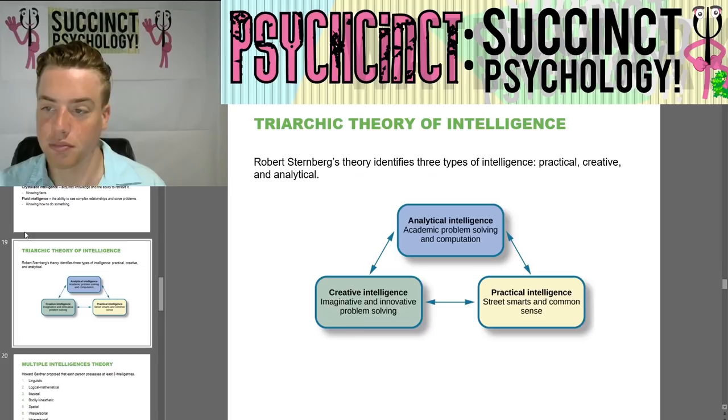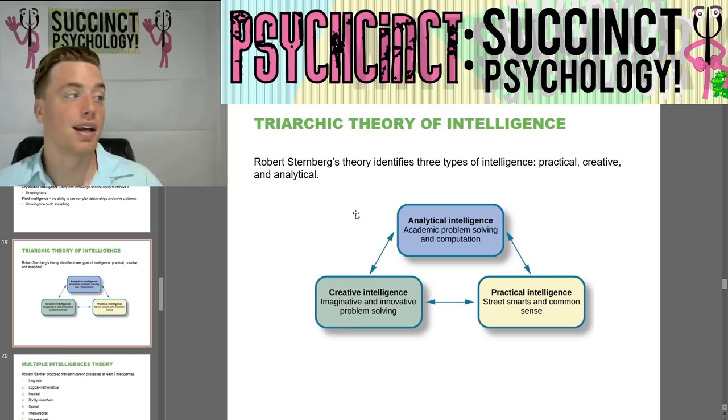So the triarchic theory of intelligence. Robert Sternberg's theory identifies three types of intelligence: practical, creative, and analytical. Now, analytical intelligence is academic problem solving and computation.